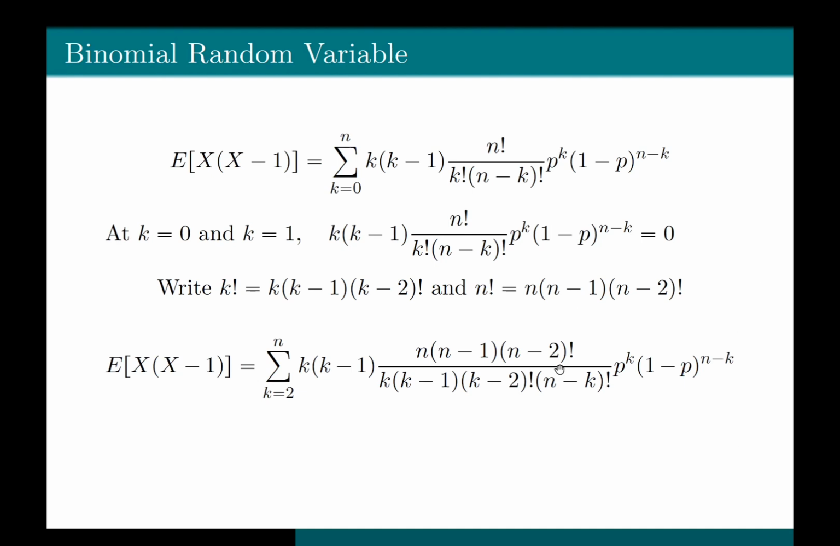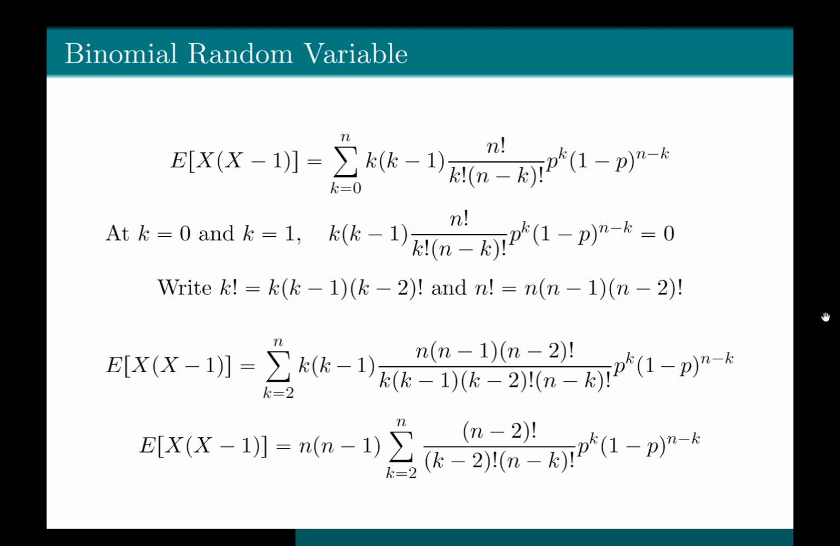Now, if you carefully see, you have k times (k minus 1) in the numerator and k times (k minus 1) in the denominator. You cancel it out. And the next thing you see is that this n and n minus 1 does not have any term of k related to it. So you can just pull it out of the summation sign and you will have n times (n minus 1) times summation k going from 2 to n of this expression. Awesome. Now, in this expression, you will notice that we have (k minus 2) factorial in the denominator.